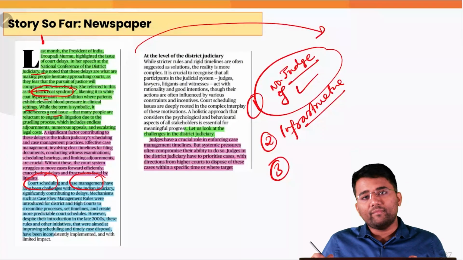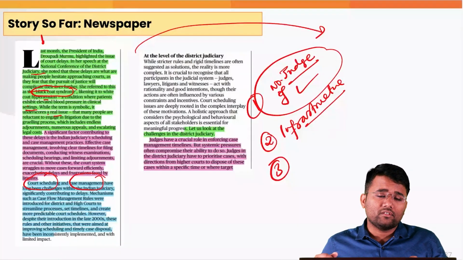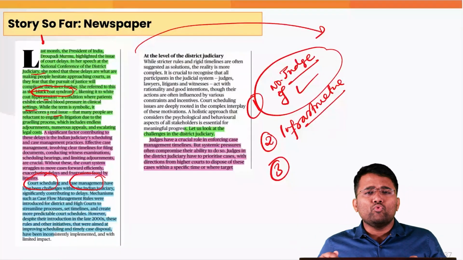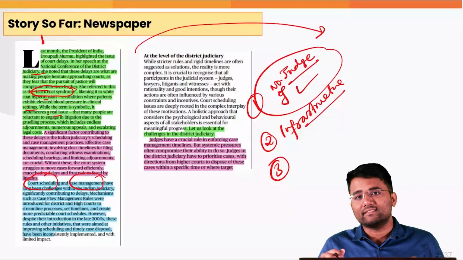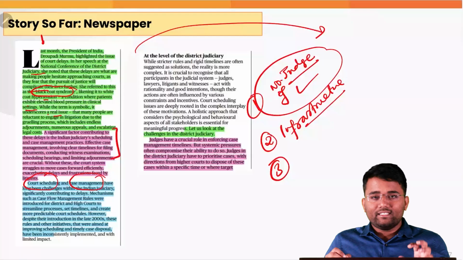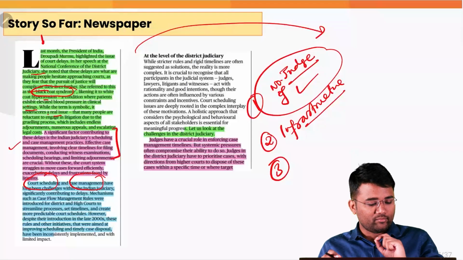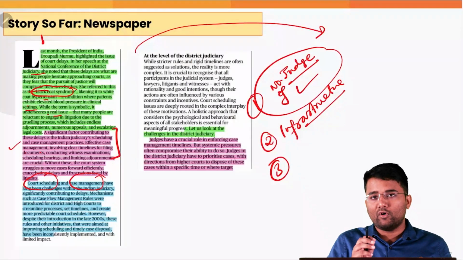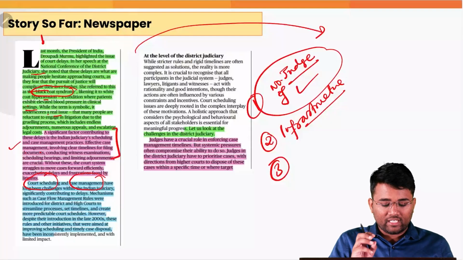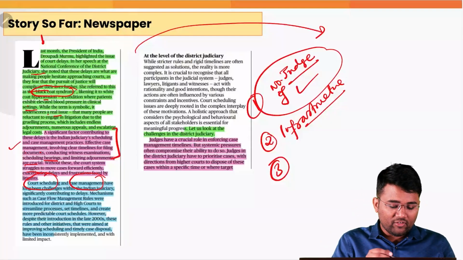Then this culture of adjournment. Then the lack of proper awareness about the rights of the citizens. Also the poor investigation by the police forces, etc. That also leads to a lot of pending cases in the judiciary. So the editorial says that the significant factor contributing in the Indian judiciary is the scheduling and the case management practices. Effective case management involves clear timelines for filing documents, conducting witness examination, scheduling hearings, and limiting adjournments. These are crucial. Without these, the court system struggles to move cases forward efficiently.